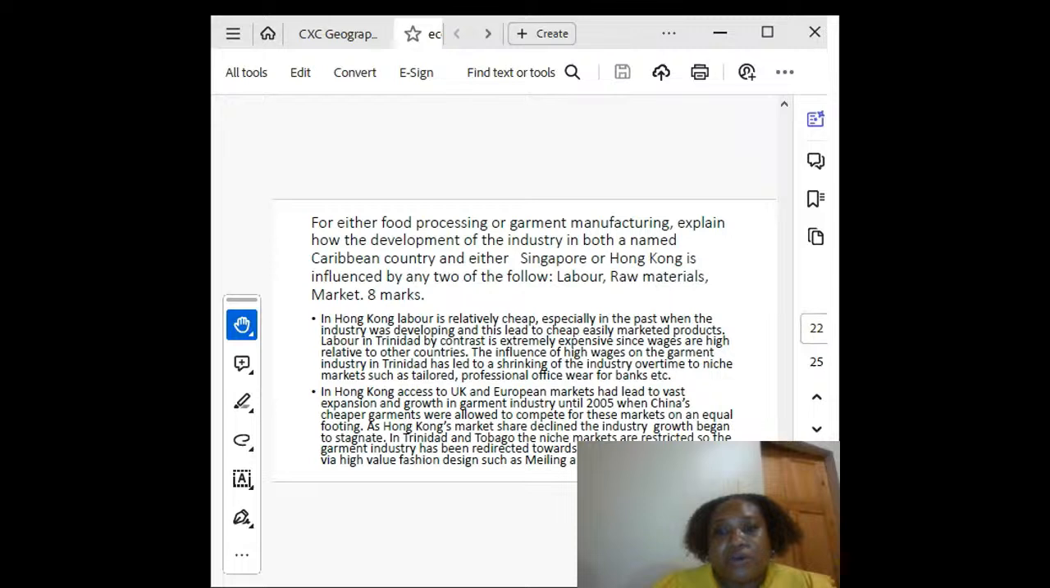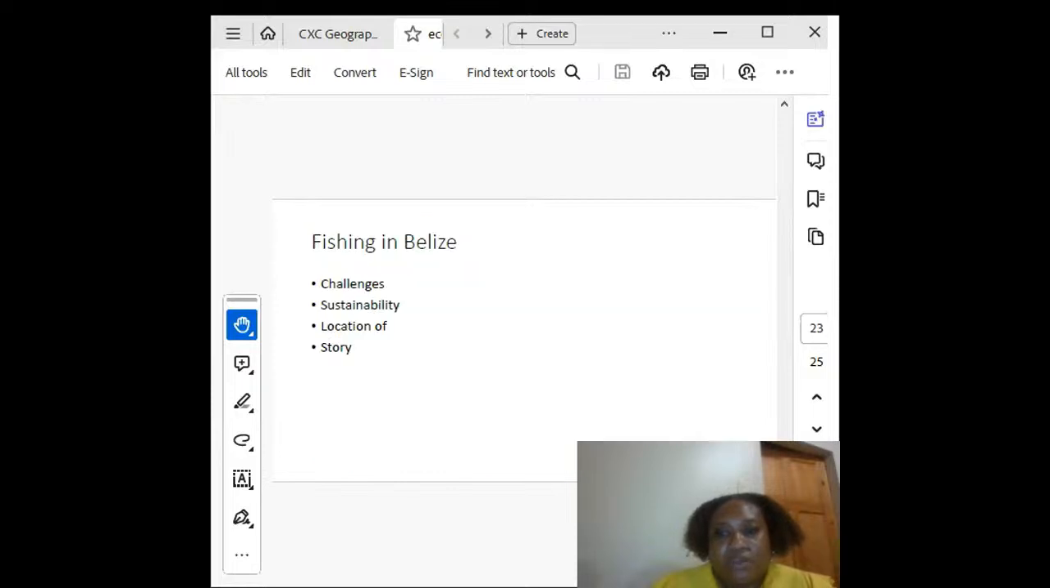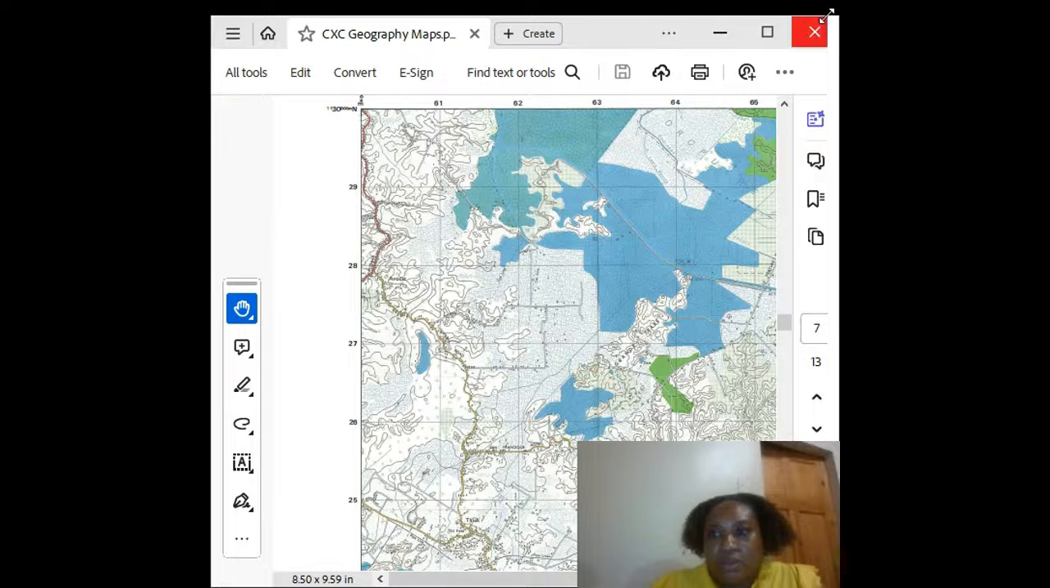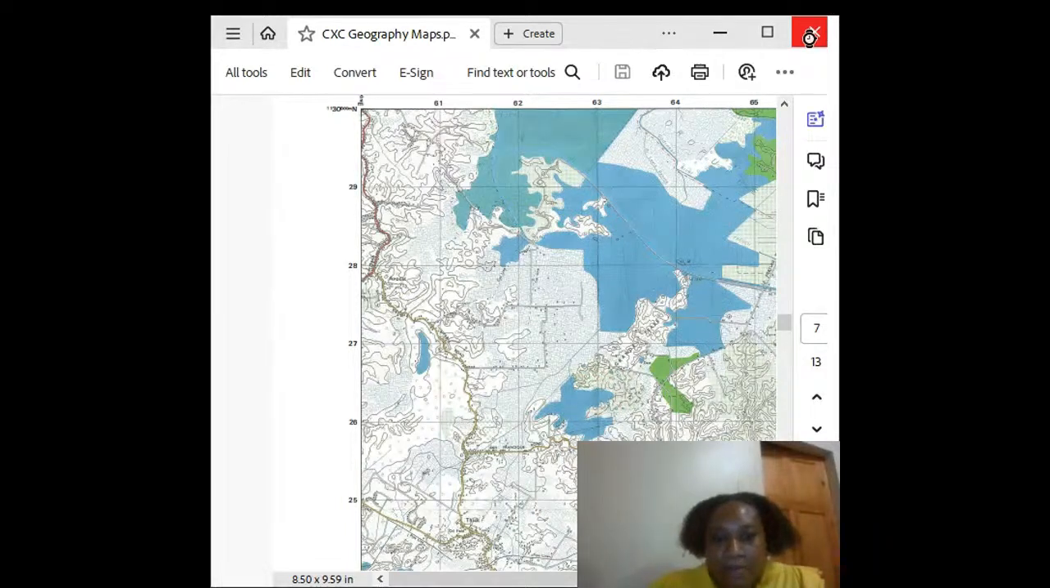Right here, they talk about this is the secondary in terms of Singapore or Hong Kong, right? We did Singapore. So that is basically it in terms of the human topics.